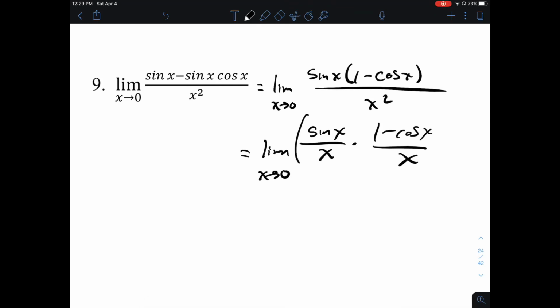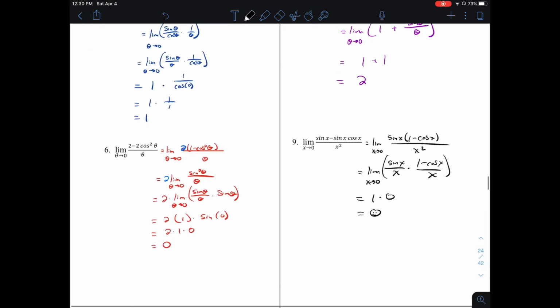The reason that I chose to separate it in that manner is because this is a special trig limit, and this is a special trig limit. This one, as x approaches 0, is approaching 1. This one, as x approaches 0, is approaching 0. So this is 1 times 0, which is 0.